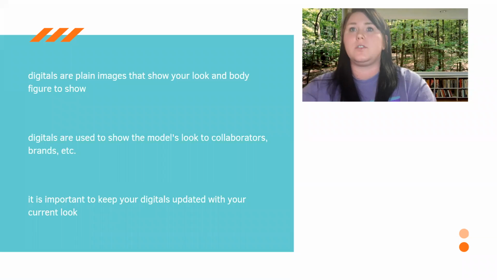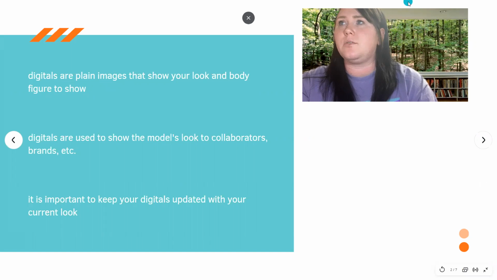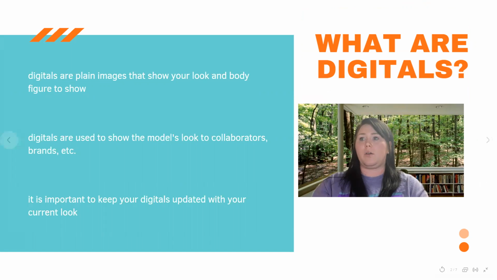So what are digitals? I apologize in advance that I didn't finish this sentence or it didn't save or something, so I'll just talk. Digitals are a term we use in the modeling world, and they're basically plain images to show what you look like with no editing, no extravagant wardrobe, no extravagant makeup, etc. So just what you look like in real life, plain, not like a portfolio image from a photo shoot. They show your look, your body figure and body type.